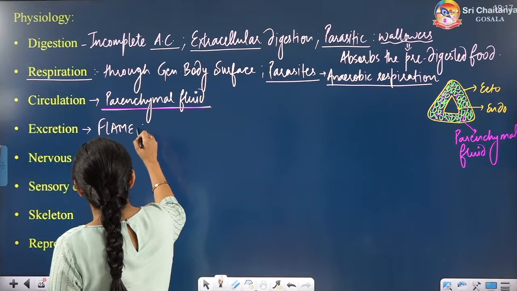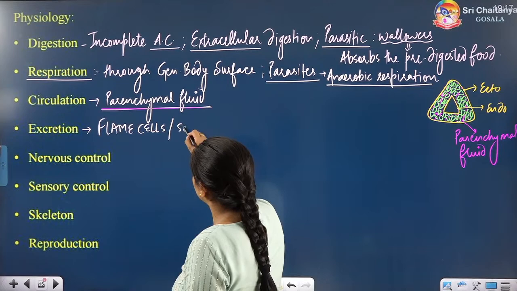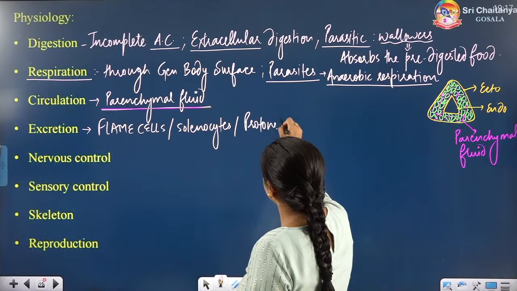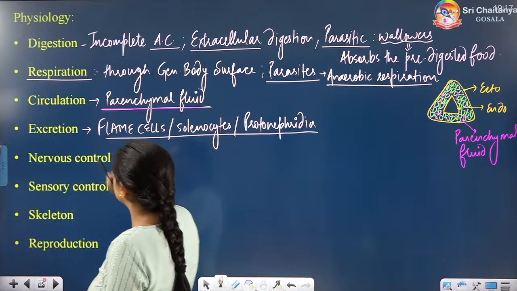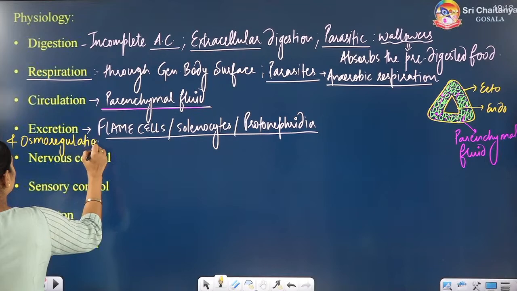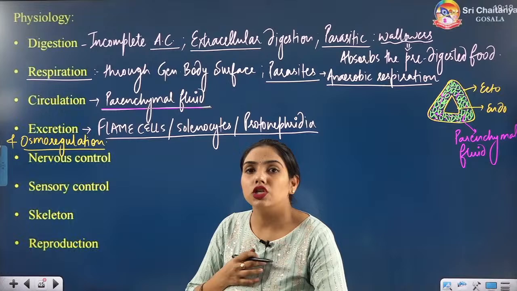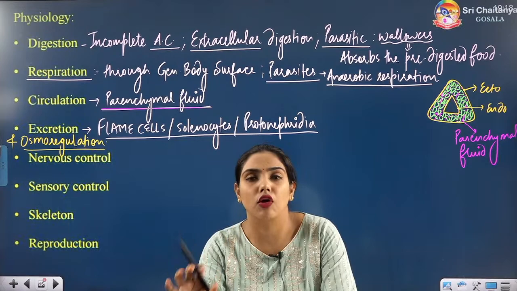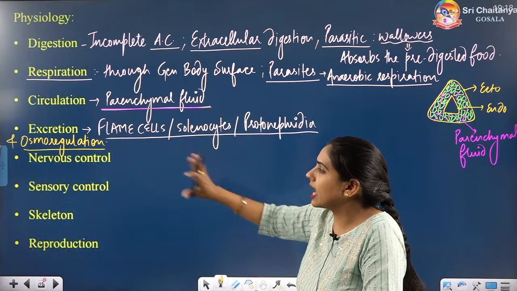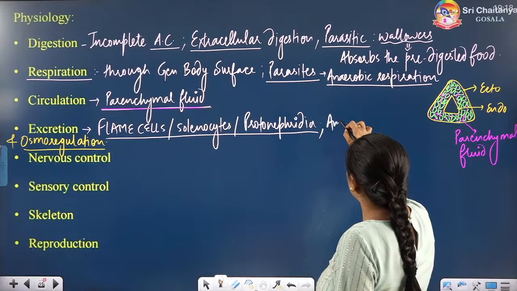These flame cells are also known as solenocytes, or they are also known as protonephridia. They are not only doing the function of excretion, they are also doing the function of osmoregulation. What do you understand by osmoregulation? There is a balance in our body, balance of electrolytes and water, balance of salt and water. That balance is also maintained by these flame cells. So, the function of flame cells is excretion as well as osmoregulation, and you can also write that they are ammonotelic.